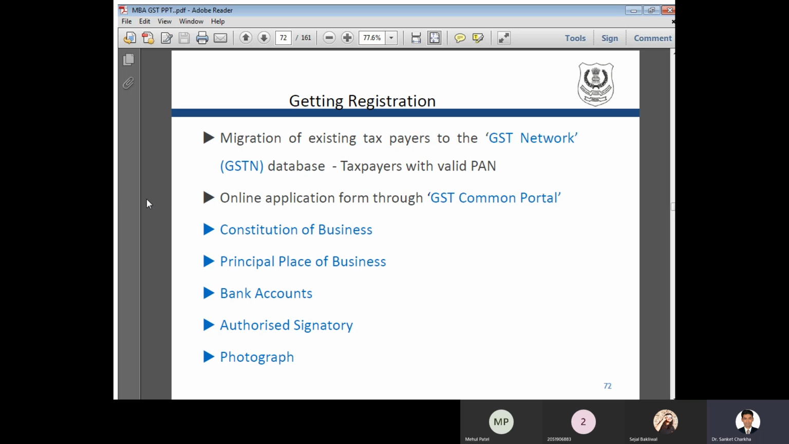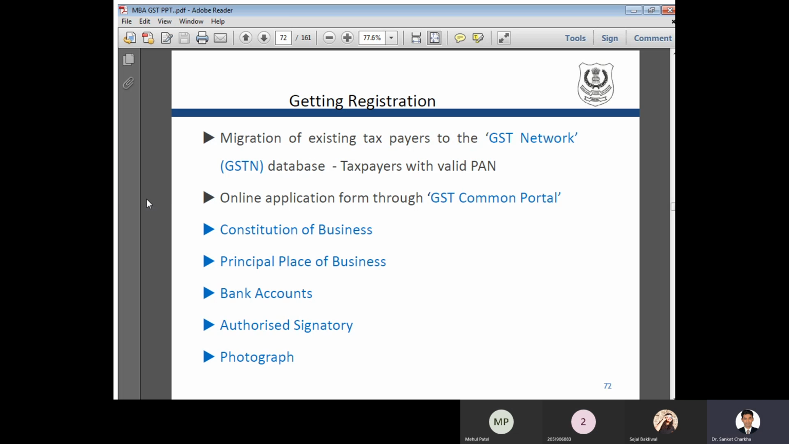Constitution of business. For getting the proper registration of your particular business, you have to prepare a proper constitution. That is, your memorandum of association and articles of association must be clearly defined. It must be clearly explained, and accordingly it must be kept as a part of the registration authority, or it must be displayed with the Registrar of Companies also and with the GST authorities also.